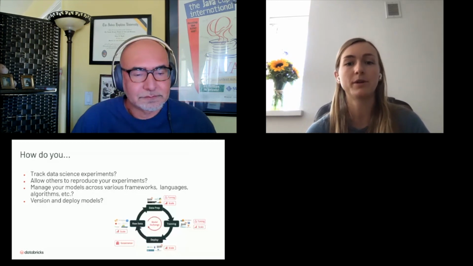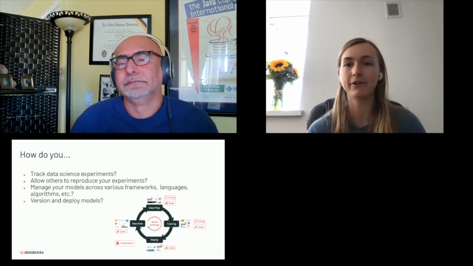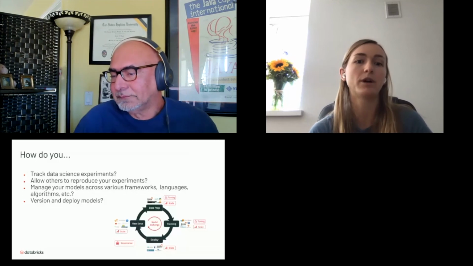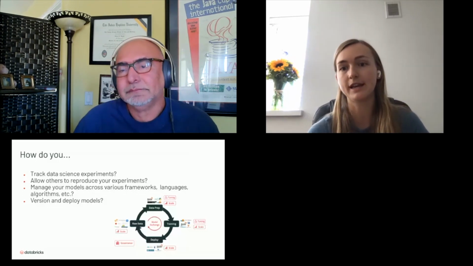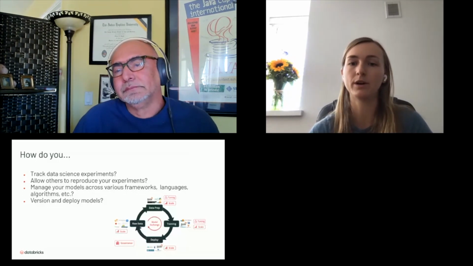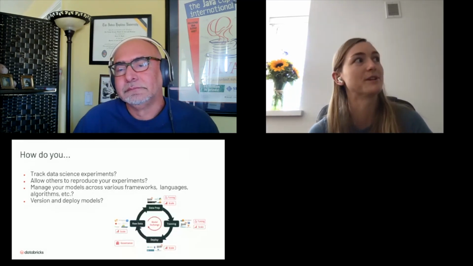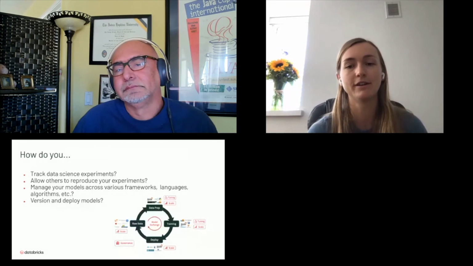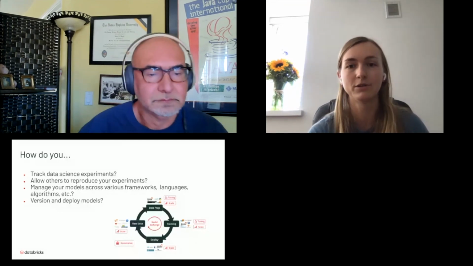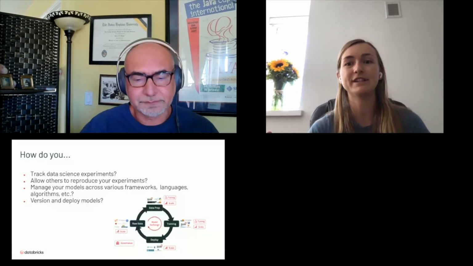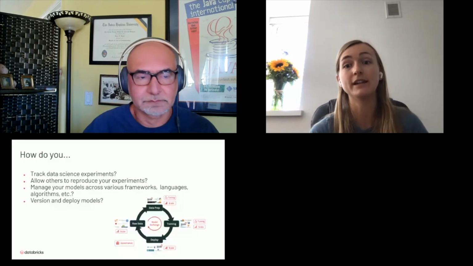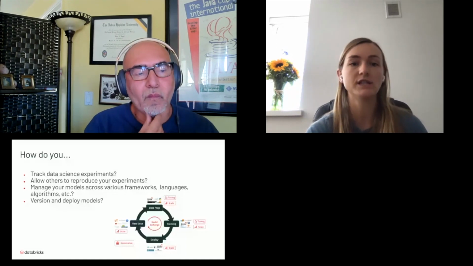How do you manage your models across various frameworks, languages, algorithms, etc.? Let's say today I want to deploy a linear regression model with scikit-learn, but tomorrow I want to deploy a fully connected neural network with TensorFlow. How do you have the DevOps team change which dependencies, languages, etc. you have?